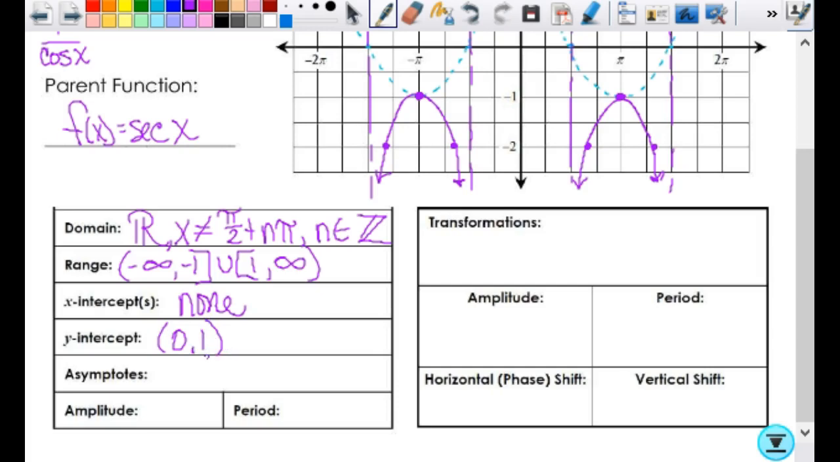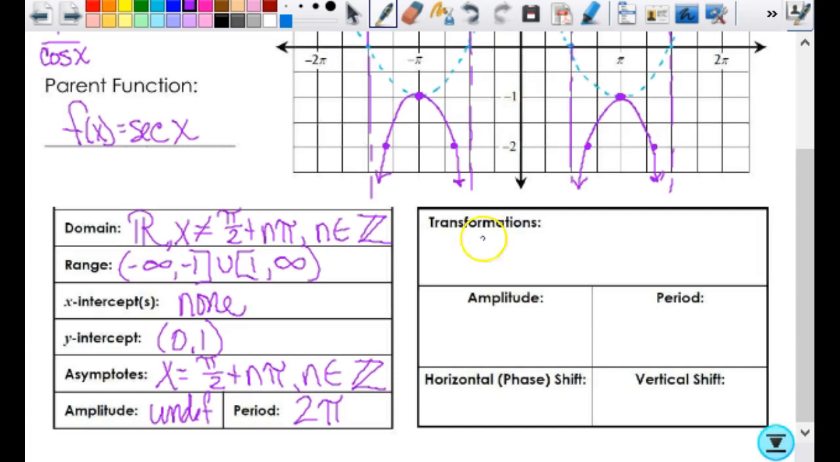Asymptotes, I got a bunch of those. Remember, it's related to the domain, so x equals pi halves plus n times pi, where n is an element of the integers. Amplitude is undefined because I don't have any max and mins, and the period is still 2 pi.